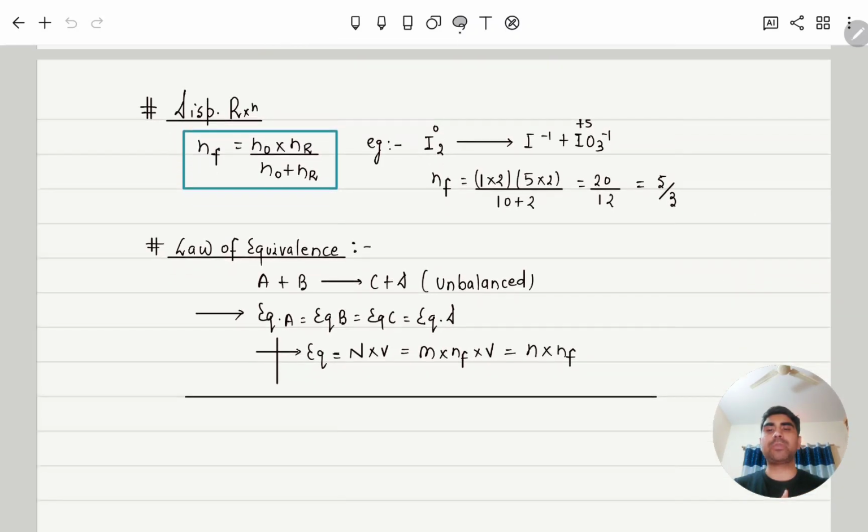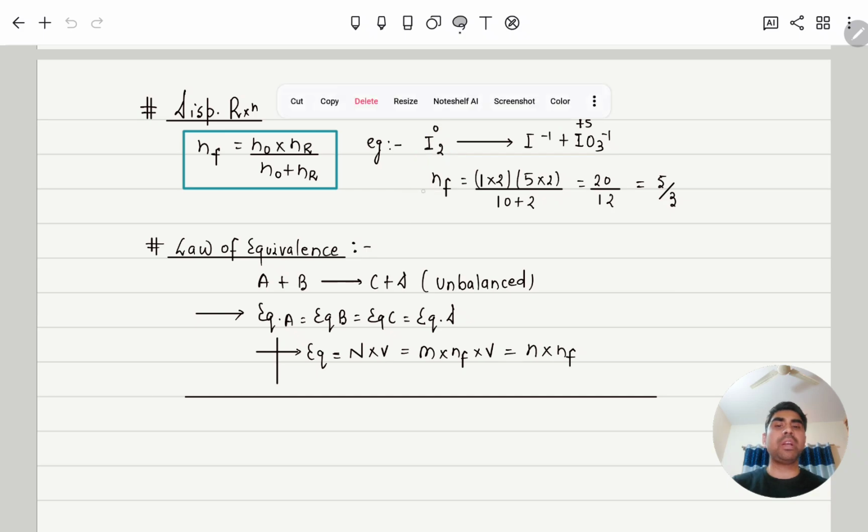Now coming to disproportionation reaction. For a disproportionation reaction, we can calculate the n factor. Already we discussed in class with the general equation. It will be n of oxidation into n of reduction, divided by n of oxidation plus n of reduction. For example, here you can understand I2 going to I- and IO3-.